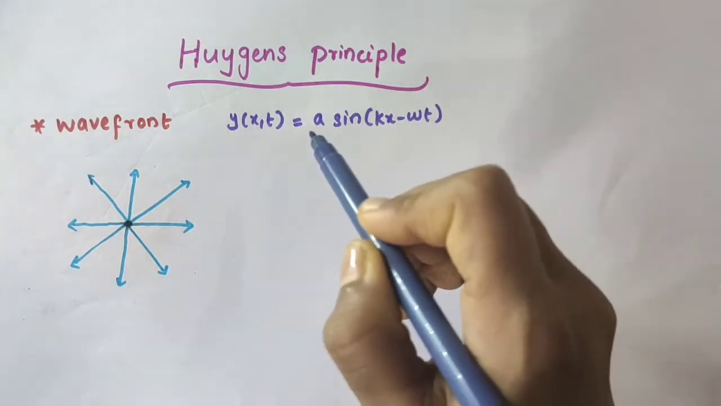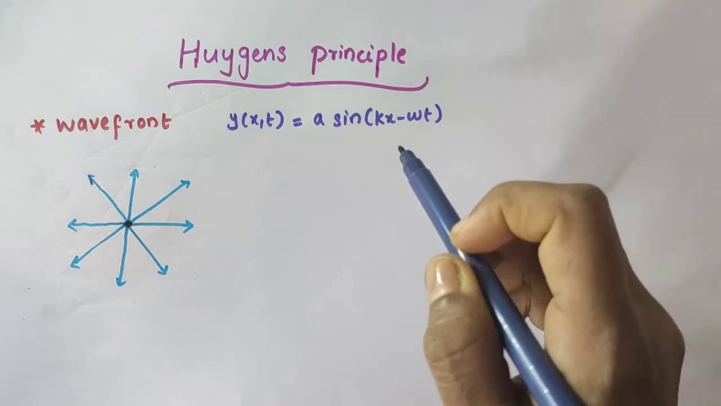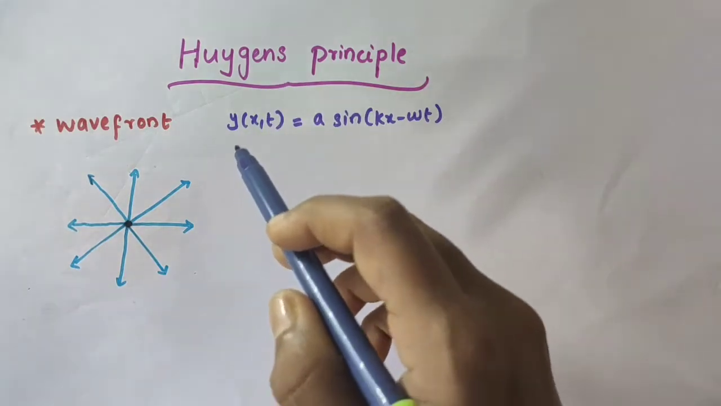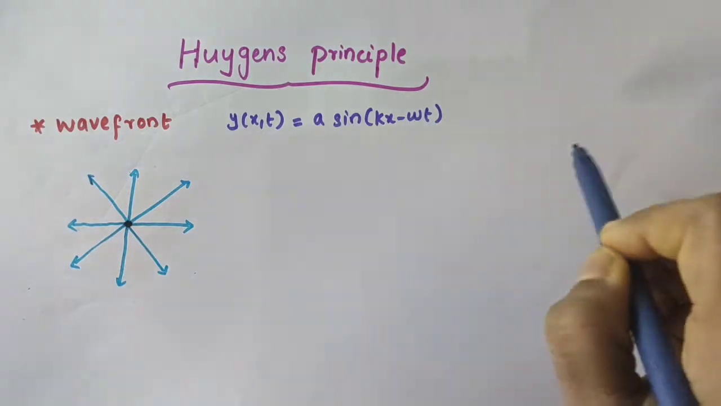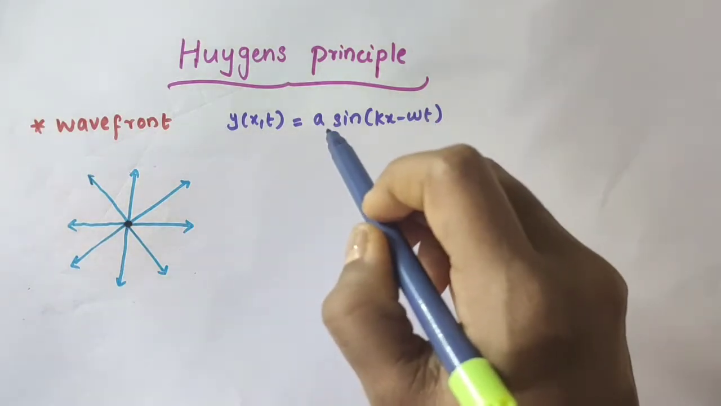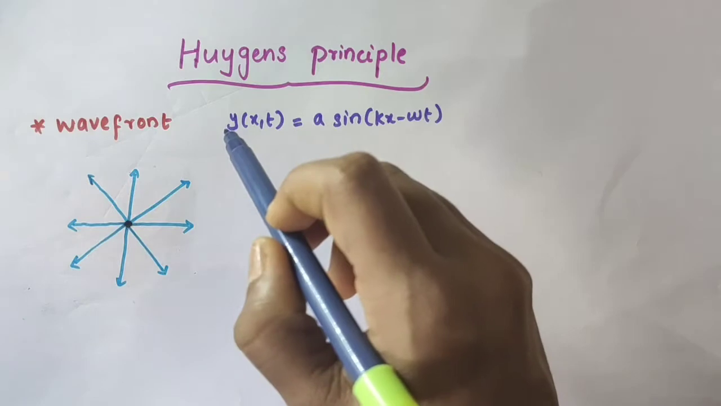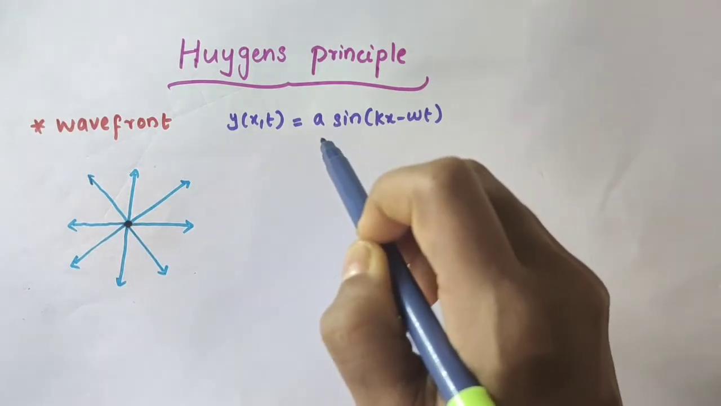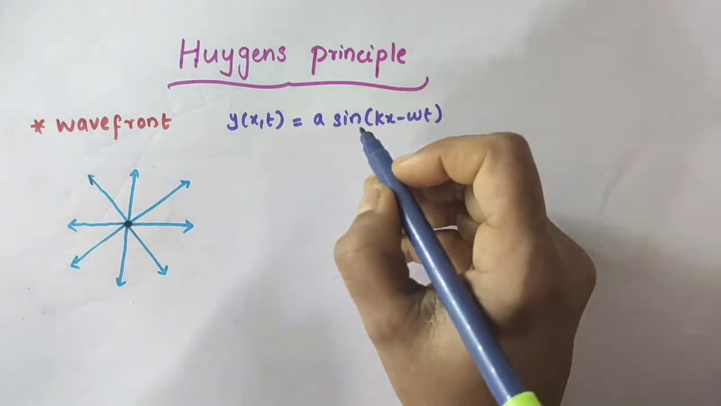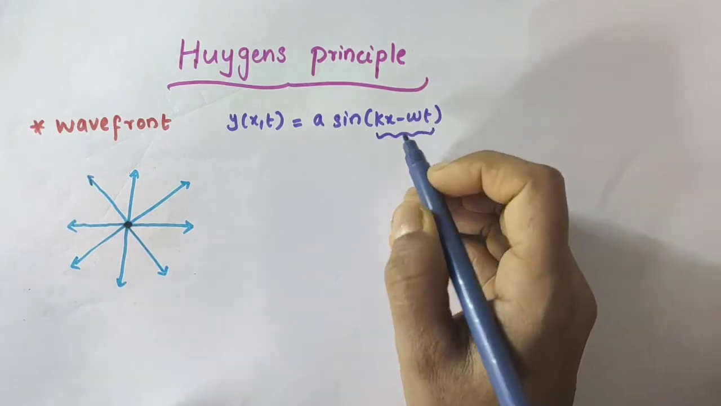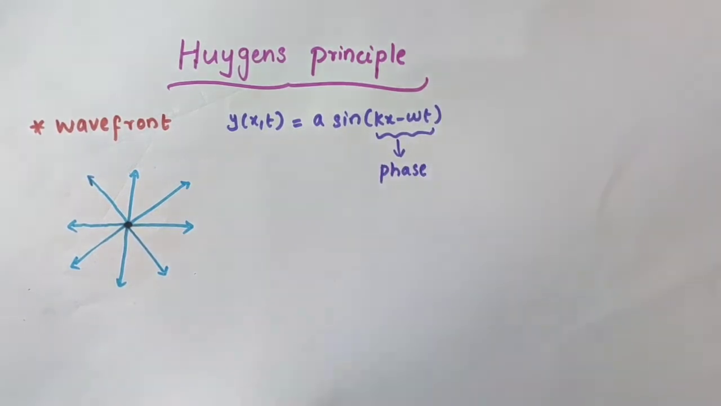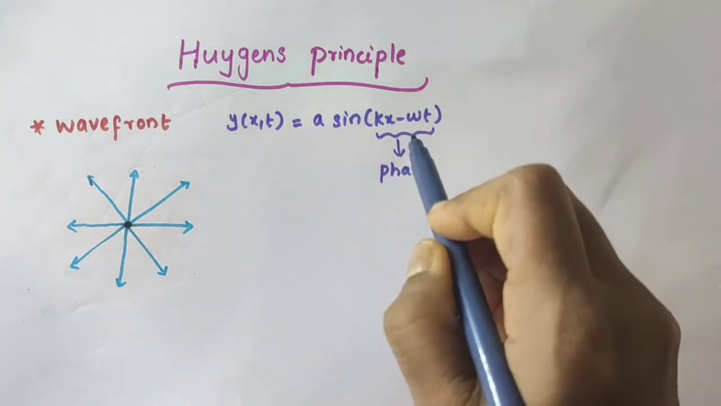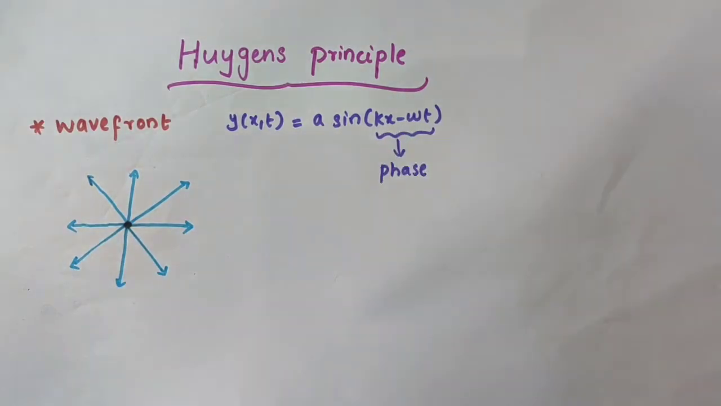y of x,t is equal to a sine of kx minus omega t, where y is the displacement of that particle, x is the distance along the wave, and a is the amplitude of the wave. This kx minus omega t is actually called the phase of the wave.